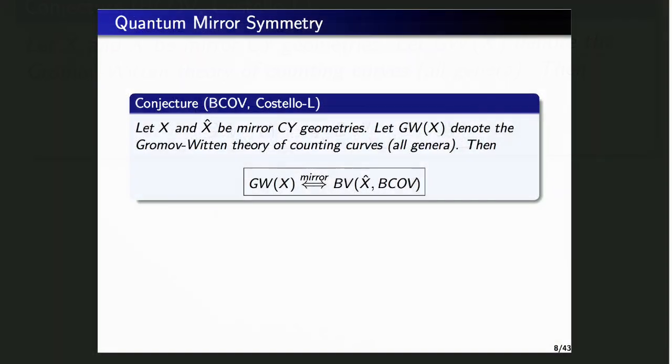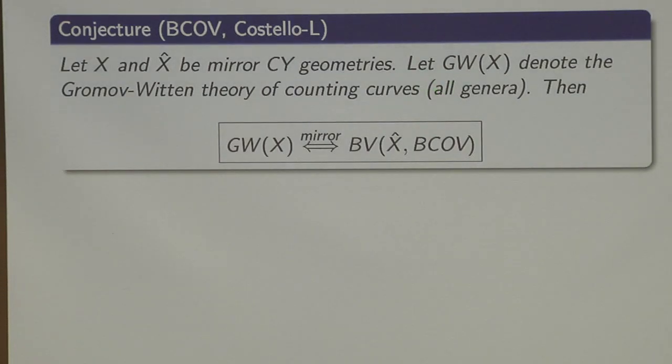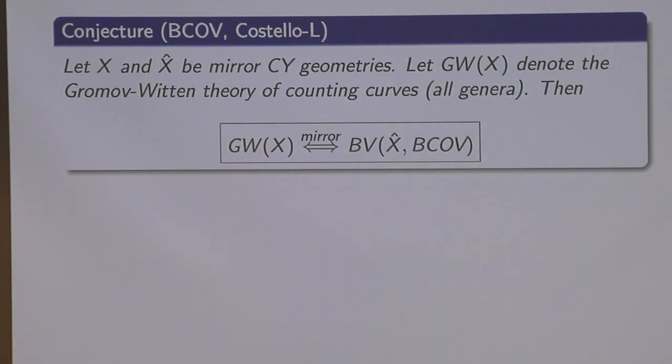Then we have this kind of quantum higher genus mirror symmetry conjecture from BCOV, also generalized in our version, which says that if you look at the mirror Calabi-Yau geometry, and you let this be the Gromov-Witten type theory of counting curves in the A model, then this Gromov-Witten theory is somehow mirror to this BV quantization on the mirror Calabi-Yau for this particular type of BCOV theory.